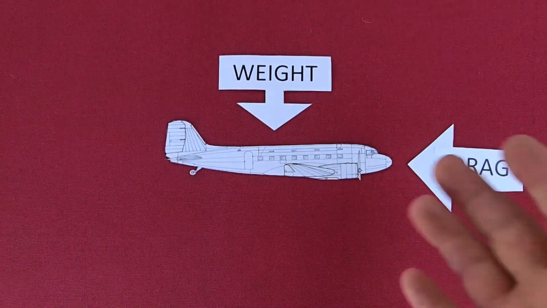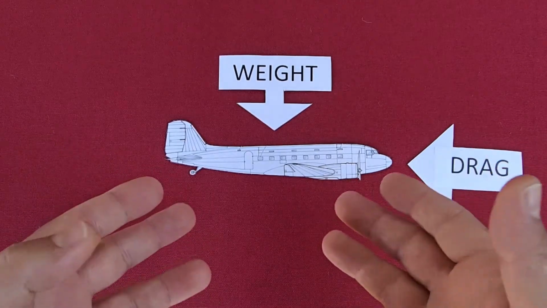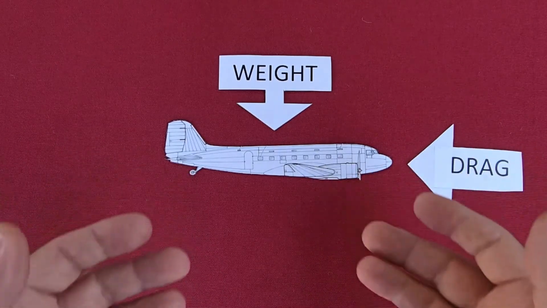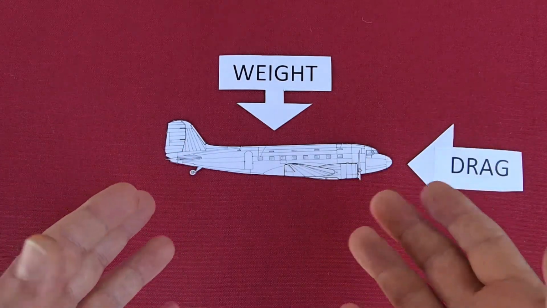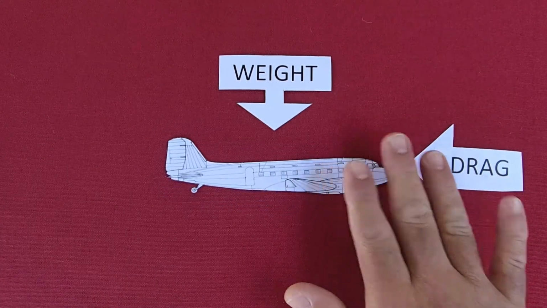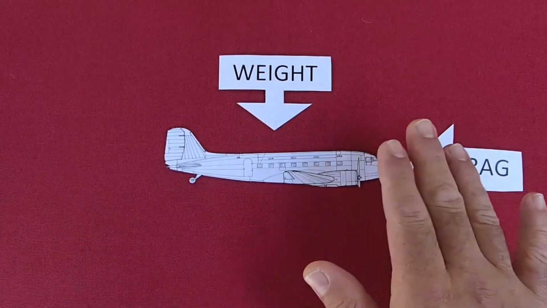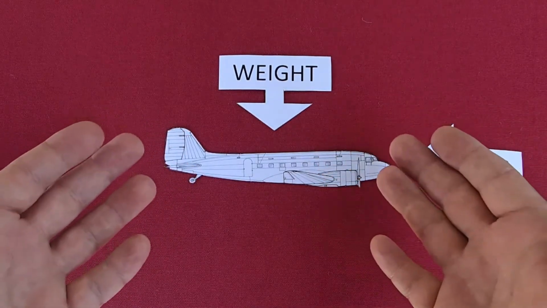Weight, you already know what the weight of the airplane is. It's the mass of the airplane times gravity. It's how heavy the plane is, plus passengers, cargo, etc. That's the weight. Gravity's pulling it down, so it tries to keep the plane down on the ground. So there you go. That's weight.